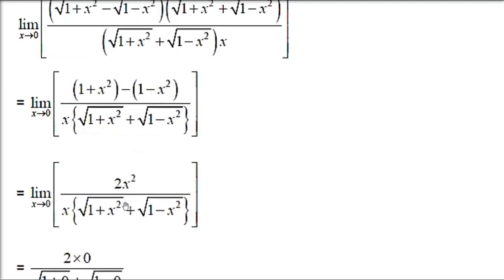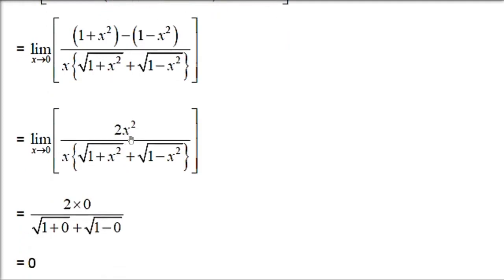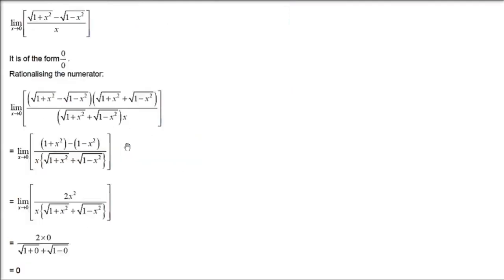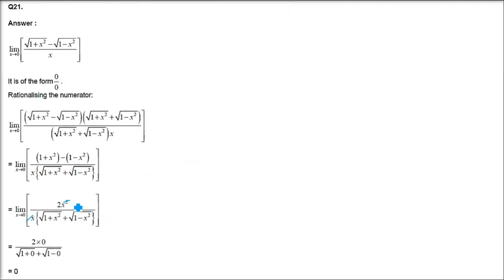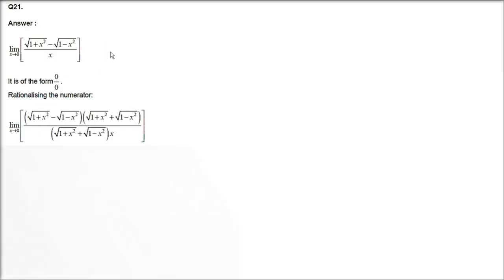So x gets cancelled. Now when this x gets cancelled, you just have x in the numerator, which is when we apply x tends to 0, this x will be 0. Okay, x will be 0. Only in the denominator you won't get 0, because it is under root 1 plus 0 and plus under root 1 minus 0. So under root 1 plus 1, that is 1 plus 1 is 2. 0 by 2, that is 0 is going to come.